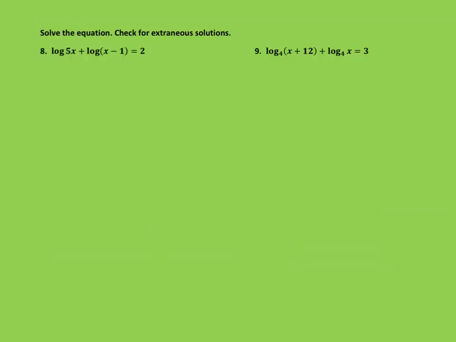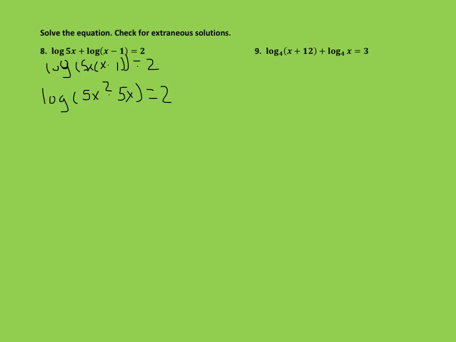Alright, so the big difference here is we have 2 of them. But what did we learn we can condense with? Remember, this means multiplication, so this means log of 5x times x minus 1 equals 2. And then that'd be log of 5x squared minus 5x equals 2.